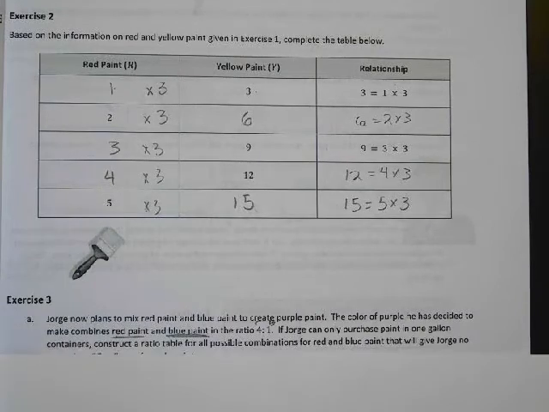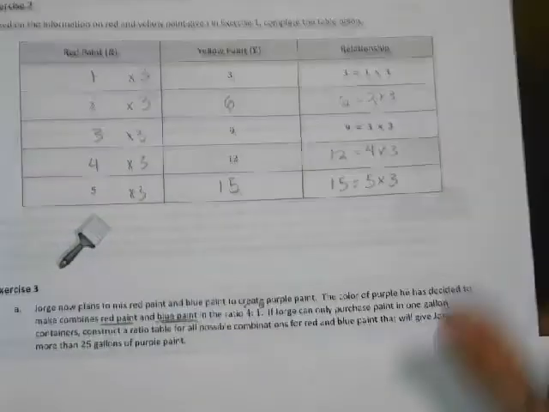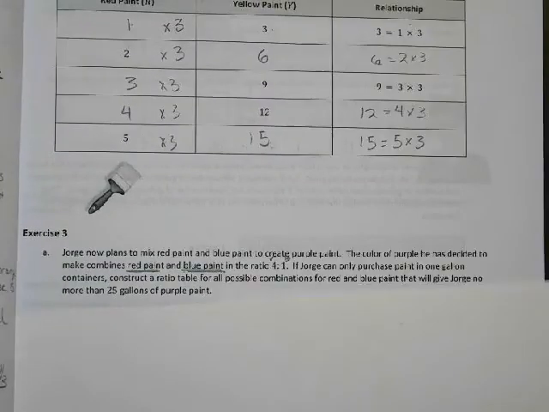Down here, it's telling you that Jorge now plans to mix red and blue to create purple paint. The color of purple he has decided to make combines red and blue paint with a ratio of 4 to 1. If Jorge can only purchase paint in 1 gallon containers, construct a ratio table for all possible combinations for red and blue paint that will give Jorge no more than 25 gallons of purple paint.